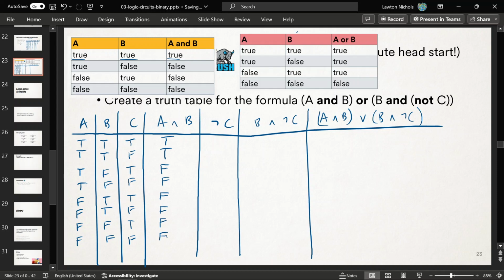So that's A ANDed with B. There's two ways to make it true for these combinations, where A and B both have to be true, of course. And then not C, the negation of C, is just flip it. Here it was true, so it'll be false. Here it was false, now it'll be true. False, true, false, true, false, true, false, true. And now that I have not C, I can AND it with B. So I take these two columns and I AND them. I got true ANDed with false, sadly false.